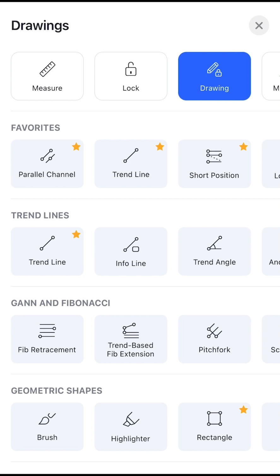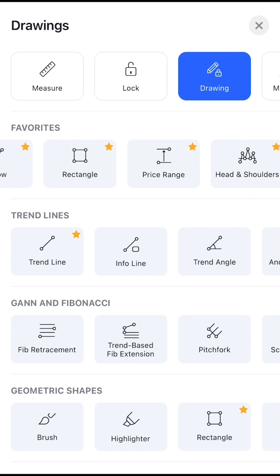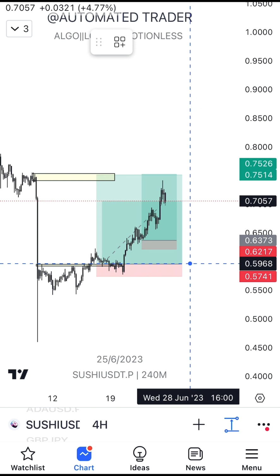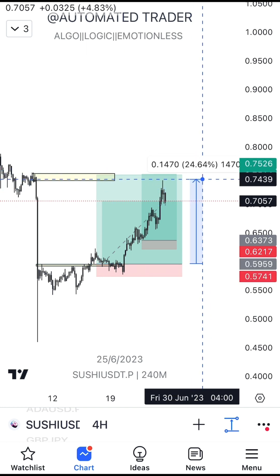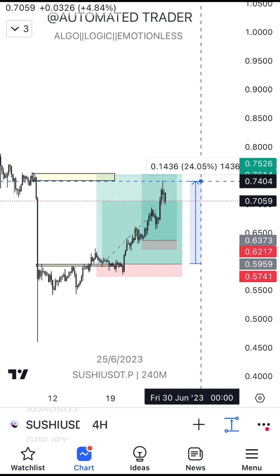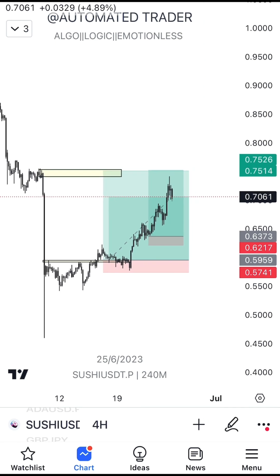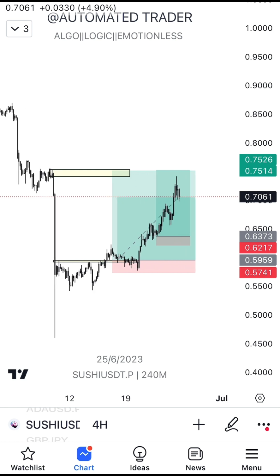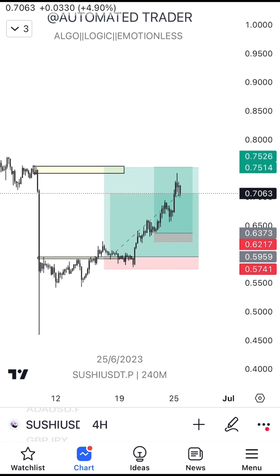So from our first entry, you see that if you entered this, it would have been up as much as 24%. It's currently at 18%, 19% now. There is a supply level here, and that's where our take profit is, and I still expect it to get to that area. So you could see that this is just a simple method that you can use to get profitable trades.